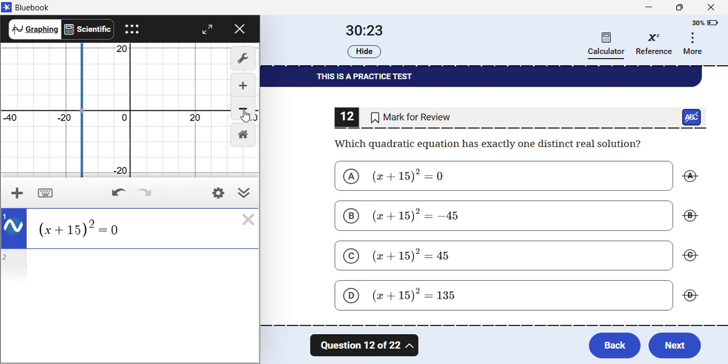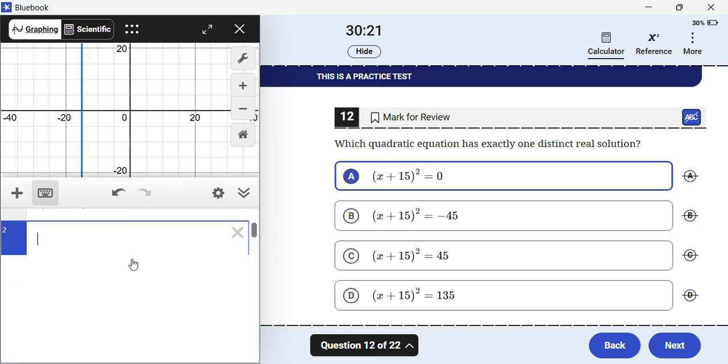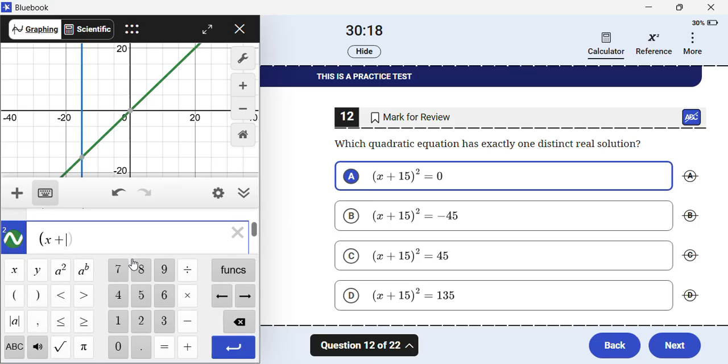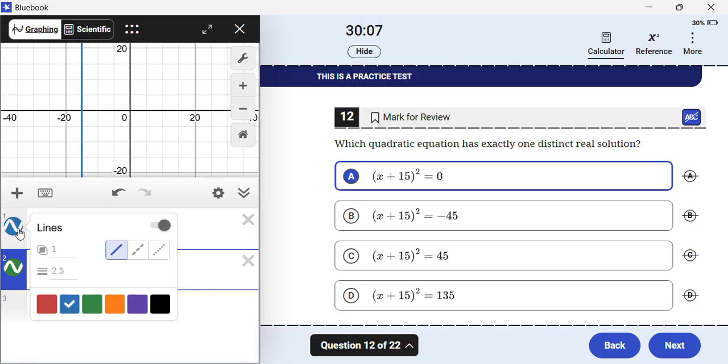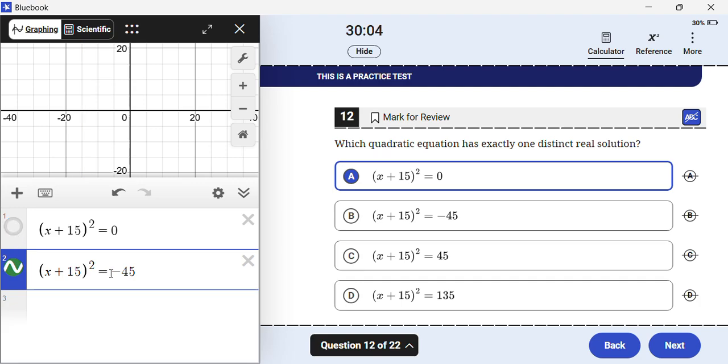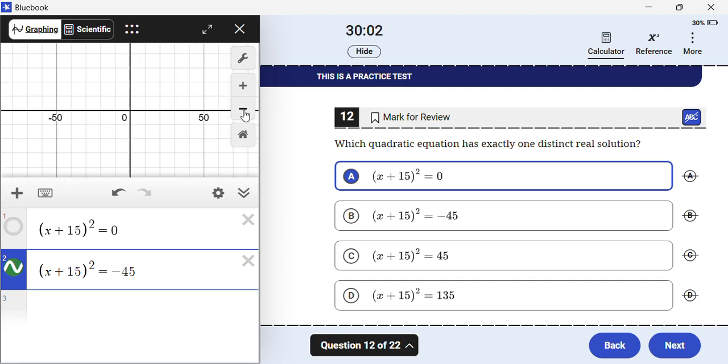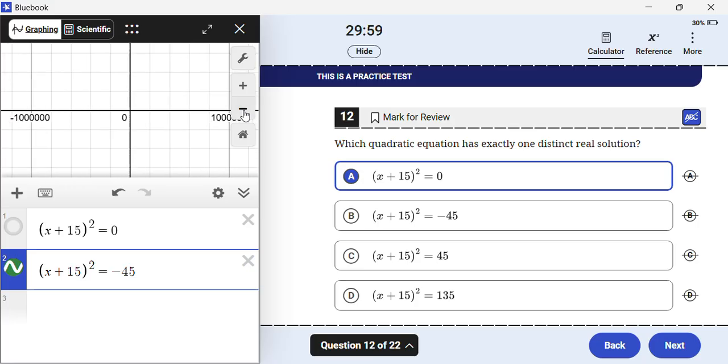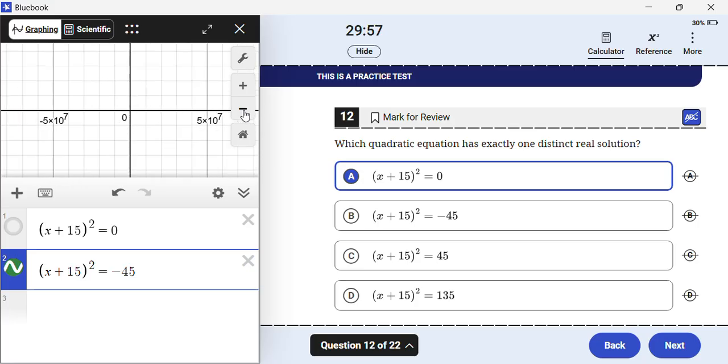So it kind of looks like that's going to be our answer, but let's just double check the others. How about x plus 15 squared equals negative 45? I'm going to turn off this first one. I don't see a line. There's no line. And if we took the square root of both sides, this would give us an imaginary solution. That's not going to work.